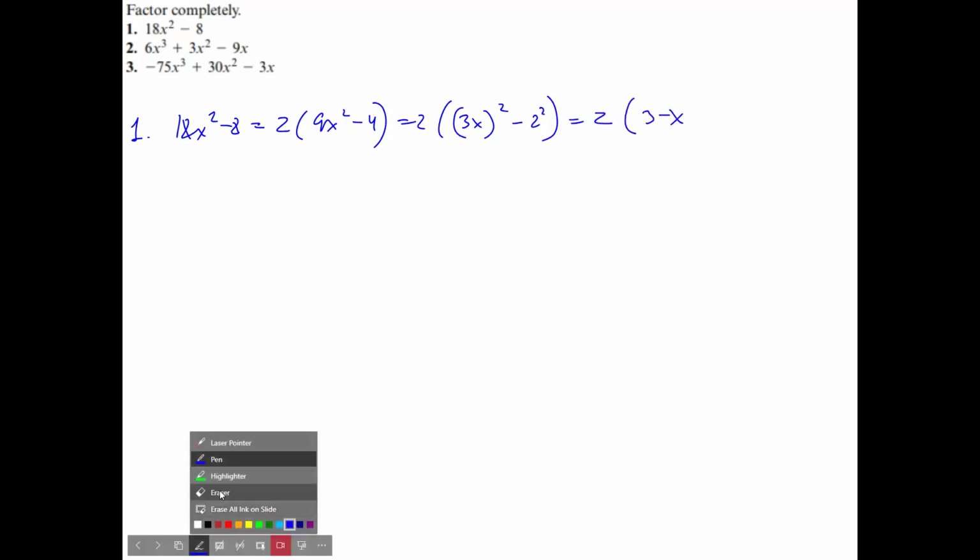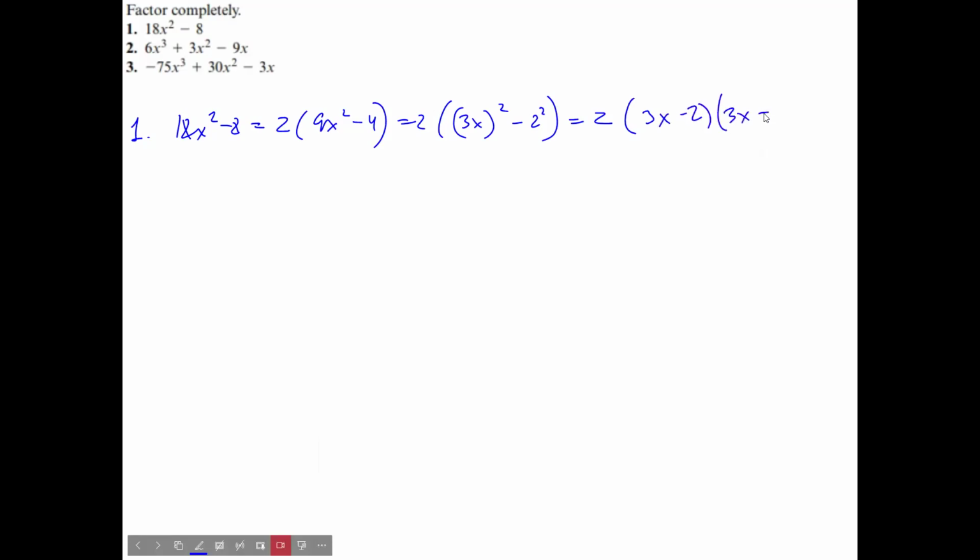So 18x squared minus 8. What can be taken outside? 2, right? So 9x squared minus 4. And again, I see that inside I have the difference of 2 squares. So it is 2, 3x minus 2, 3x plus 2. This one is easy, right? Okay, let's do the second one.